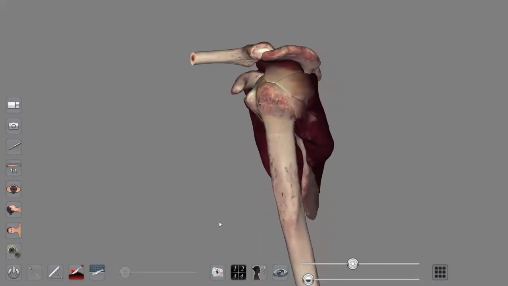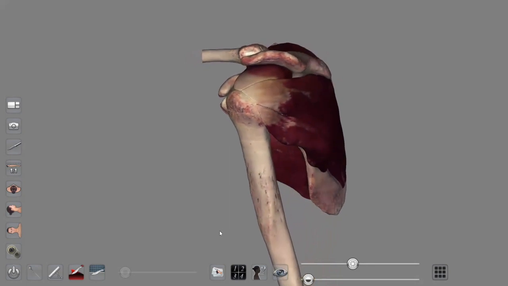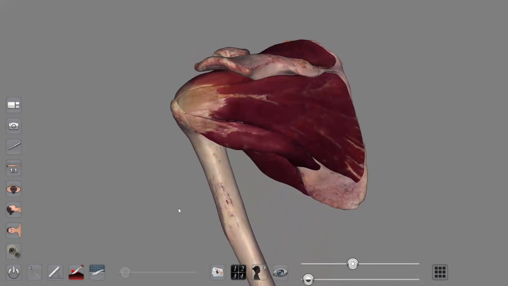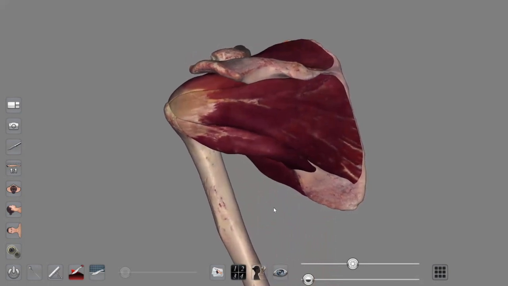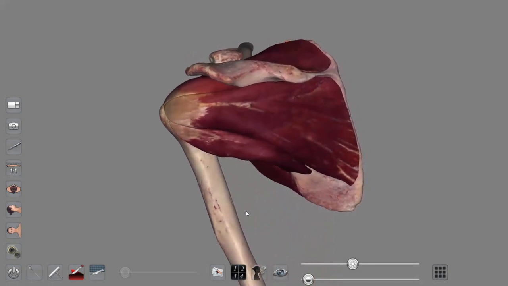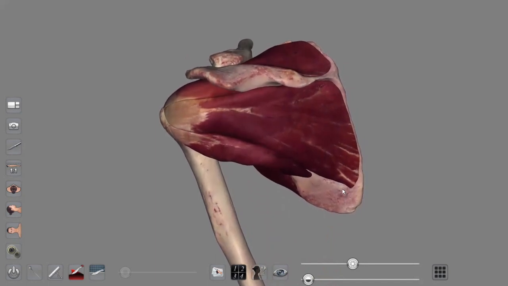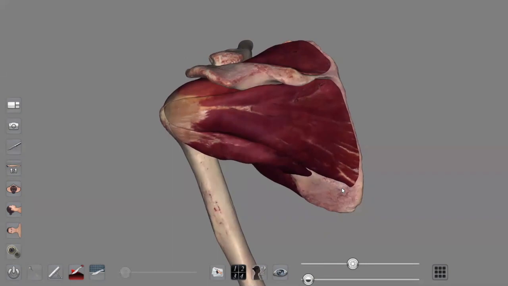Beginning with the posterior cuff muscles, these make up 3 out of the 4 rotator cuff. So looking at the posterior aspect of the shoulder, we have from superior to inferior the supraspinatus, infraspinatus, and teres minor.